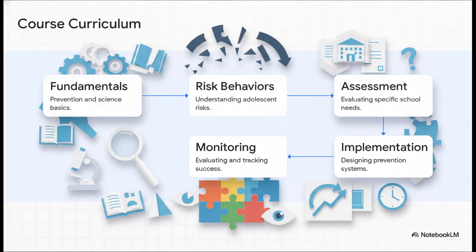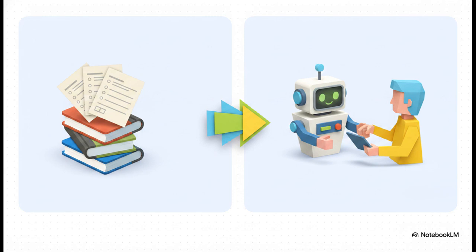Now, as time-strapped professionals, you do not have time for fluff, and this platform totally respects that. It offers a super concise 5-step curriculum. You start with the fundamentals of prevention, then move into understanding adolescent risk behaviors. After that, you conduct a needs assessment for your specific school, design the implementation, and finally, focus on monitoring. Navigating through this, module by module, guarantees that you're building a scientifically backed prevention system. No wasted time.